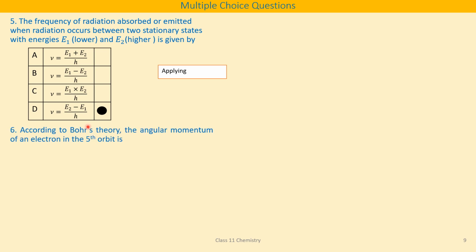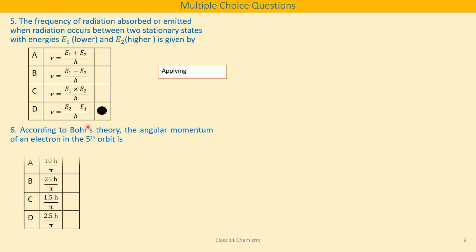Next question. According to Bohr's theory, the angular momentum of an electron in the fifth orbit is... You have to calculate the angular momentum. So four options are given and these options are appearing on your screen as option A, option B, option C and option D. Please read them, do the calculation and recall.